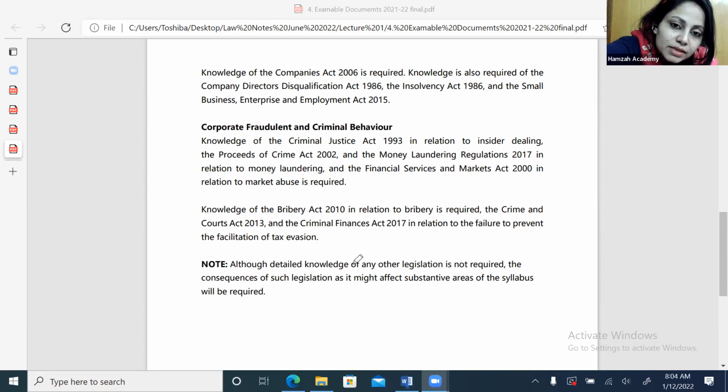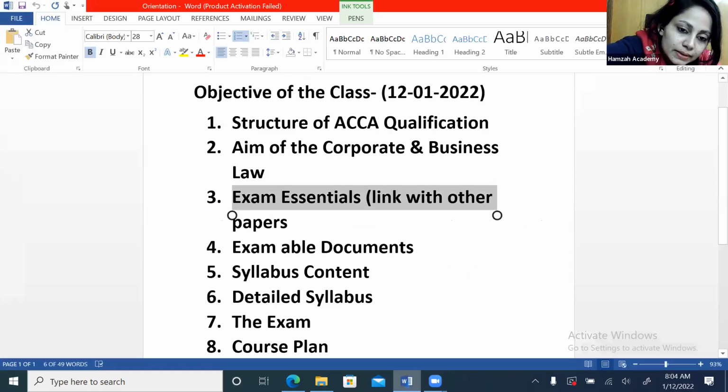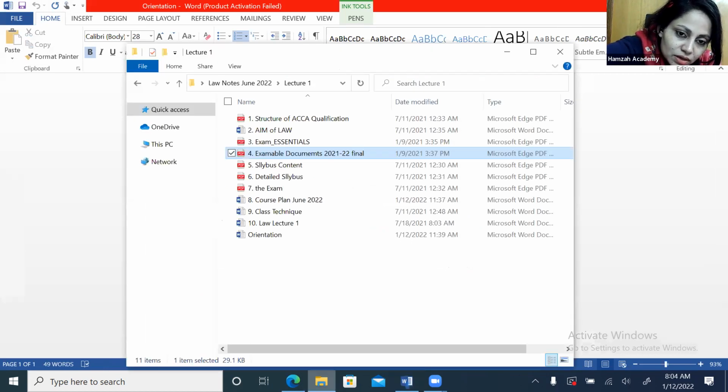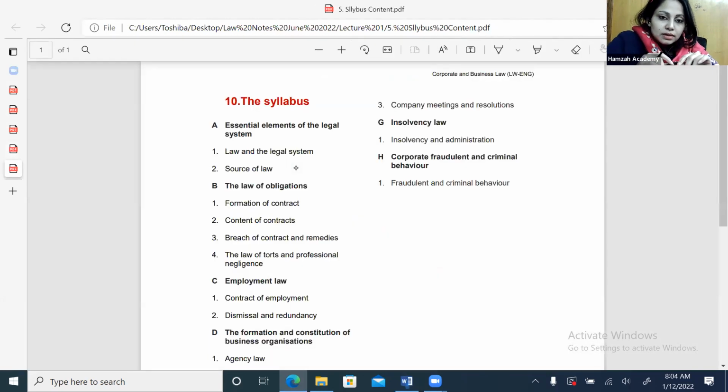What is the next class objective? Syllabus content. We are on syllabus content number 5.